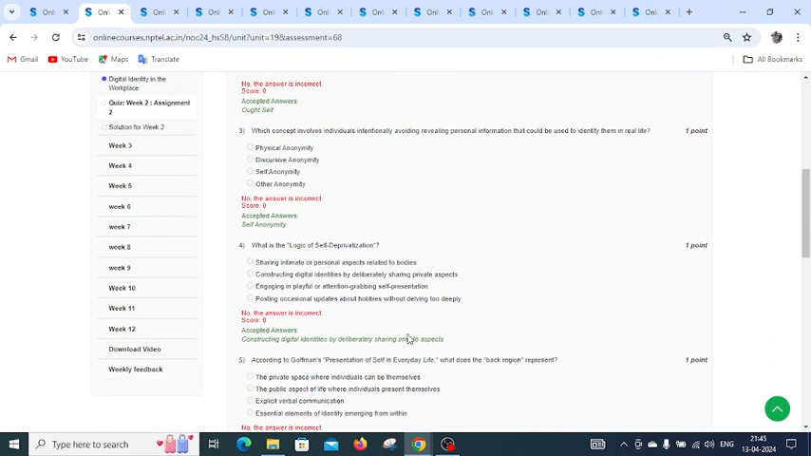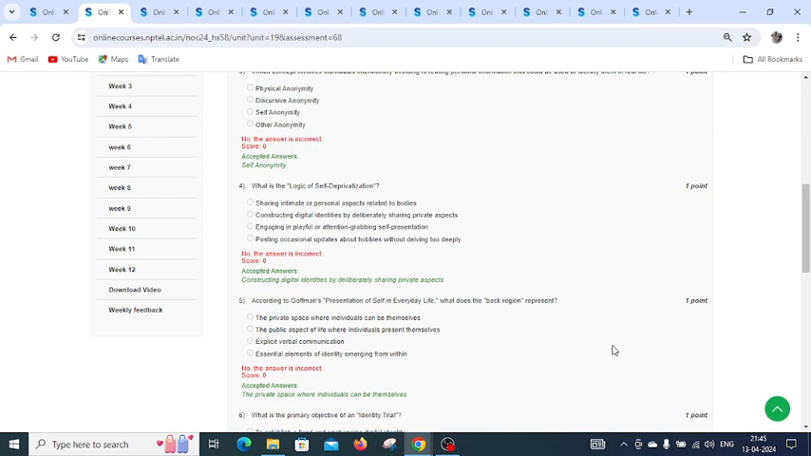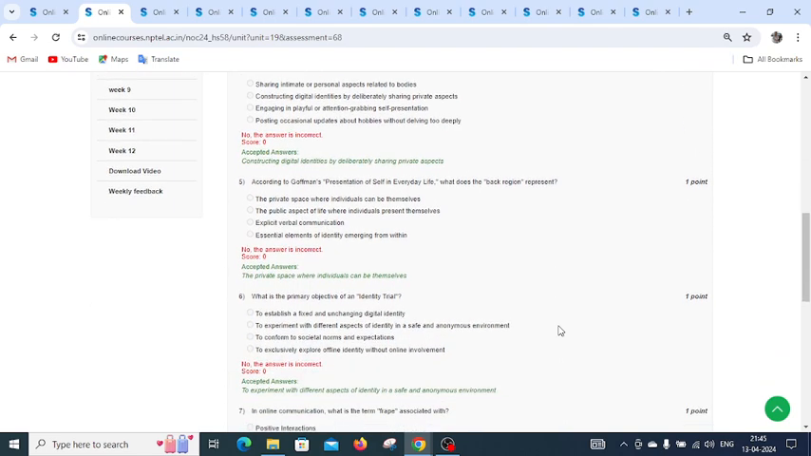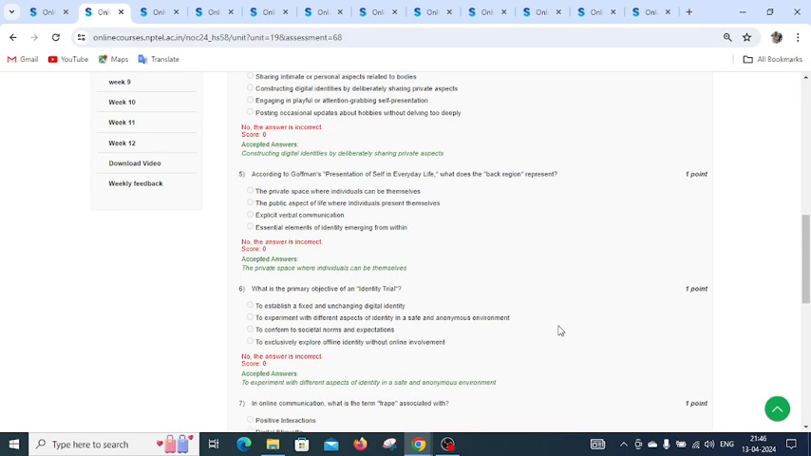According to Goffman's presentation of self in everyday life, what does the back region represent? And the right answer, question number 5, is the private space where individuals can be themselves. Moving to question number 6, what is the primary objective of an identity trial? And the right answer is to experiment with different aspects of identity in a safe and anonymous environment.